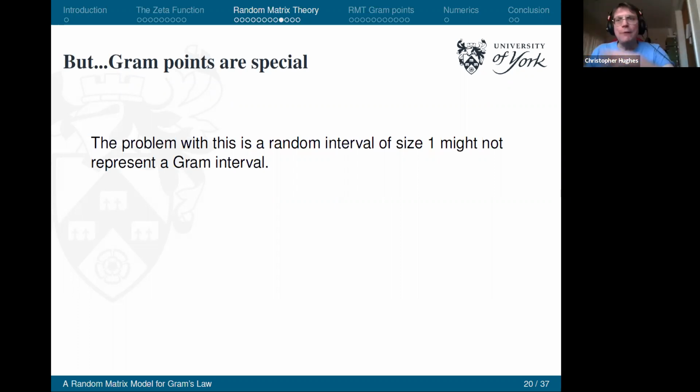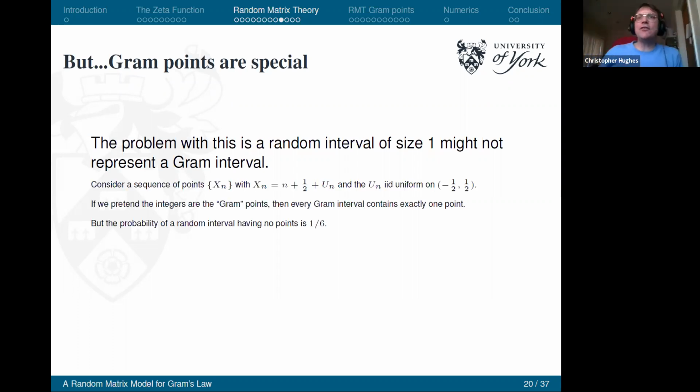They're where the counting function is an integer. They're where the zeta function is real, right? They're not just randomly chosen things. They're special. And I want to illustrate that with a silly little example, but it sort of demonstrates what I mean.